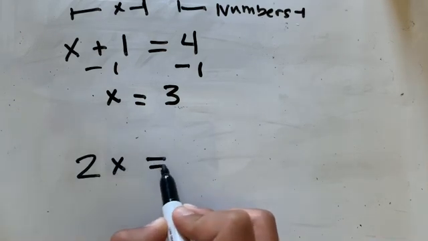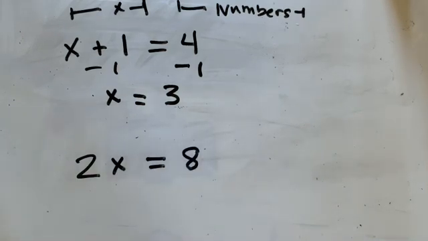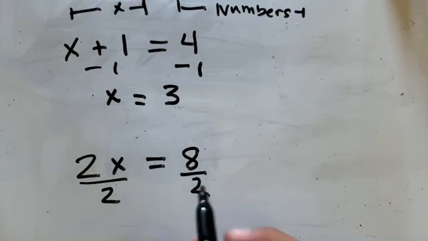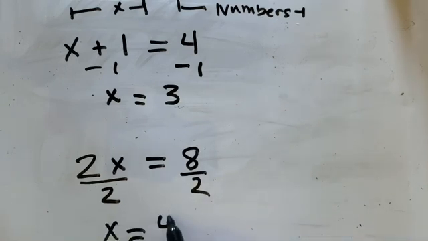Now, let's try the same thing for 2x equals 8. So we want the x all by itself, so we should divide both sides by 2 to get x equals 4. So now let's try a harder question because I know that was super easy for you guys.